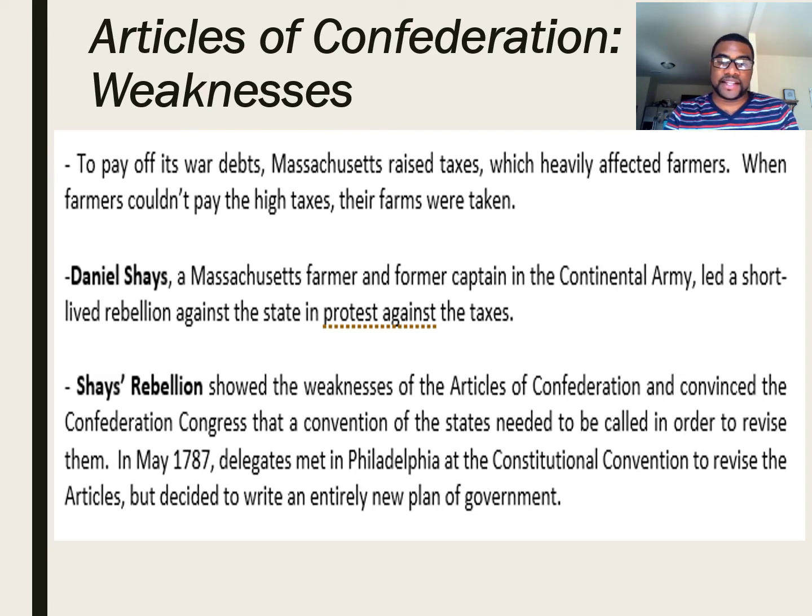In May 1787, delegates met in Philadelphia at the Constitutional Convention to revise the Articles, but decided to write an entirely new plan of government.